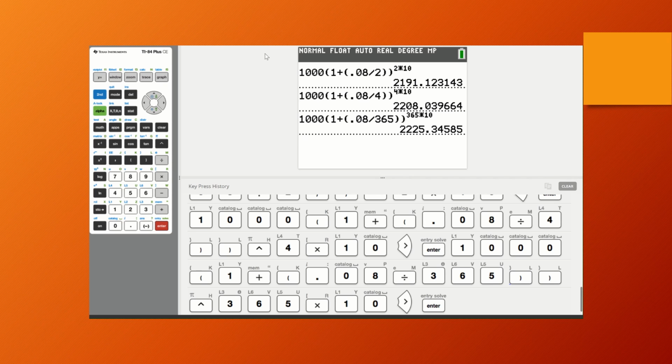So, the more often you see the compounding, the larger your account balance is going to grow. I really love compound interest problems, probably because it appeals to my nature as a former banker.